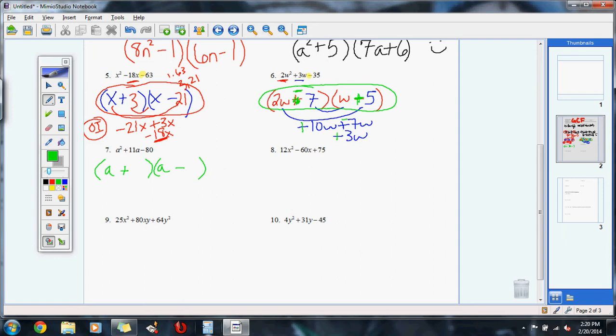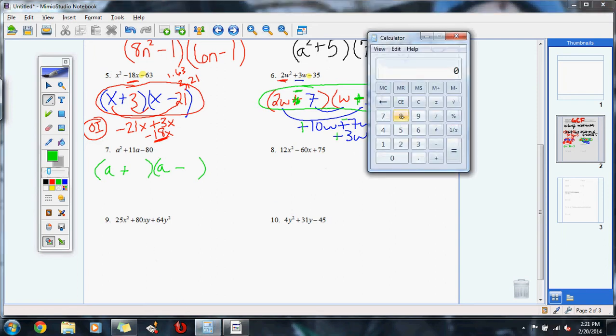So what I mean by that, and I'll show you in the calculator, is I just do 80, and start dividing by numbers. Divide by 2. All right, 40. 2 and 40 work. Take 80, divide by 4. All right, I get 20. Take 80, divide by 5. I got 16. And those are actually the two that end up working for this problem.